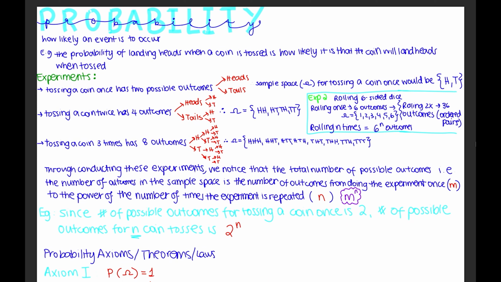Through conducting these experiments, we can notice that the total number of possible outcomes, so the number of outcomes in the sample space, is the number of outcomes from doing the experiment once, let's denote it by m, to the power of the number of times the experiment is repeated, let's denote it by n. So for example, since the number of possible outcomes for tossing a coin once is 2, the number of possible outcomes for n coin tosses would be 2 to the power of n. Same thing for rolling a dice.